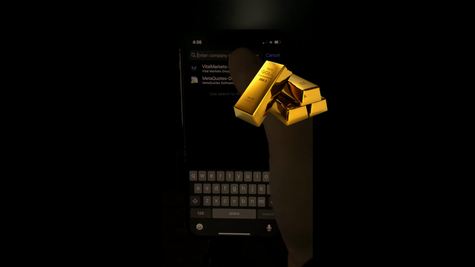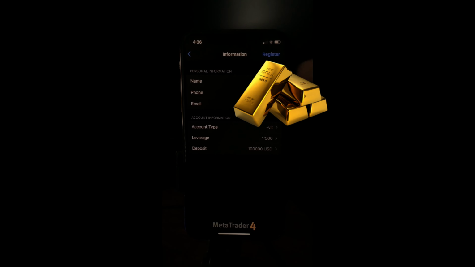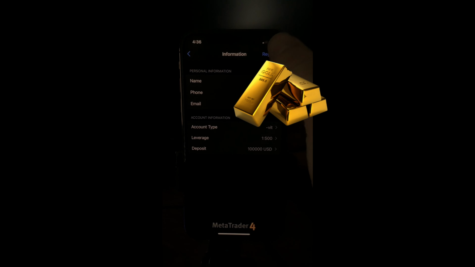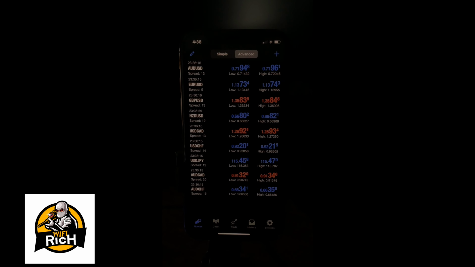Now, when we're starting our demo account, just for the sake of it, I'm going to do Vital Markets demo because I do trade on a Vital Markets live account. This will be blurred out because this is my personal information, but down below we're going to want to start with a $100,000 account. That's at least what I feel comfortable with doing. We'll register it, we'll click done. Boom, we have a brand new demo account now that we can leverage and utilize with the Wi-Fi Rich trade ideas.